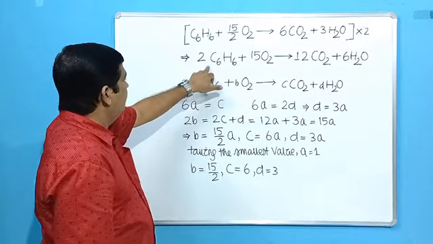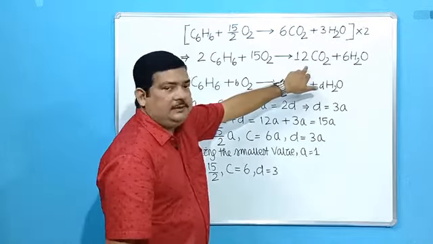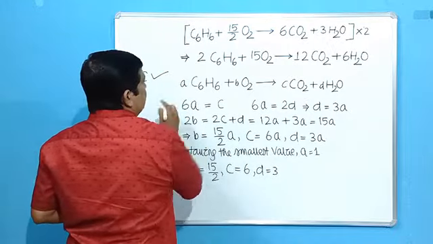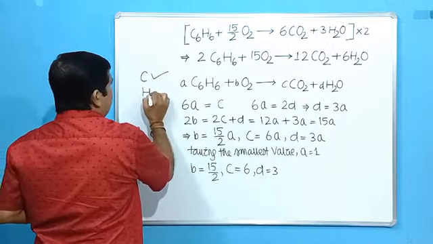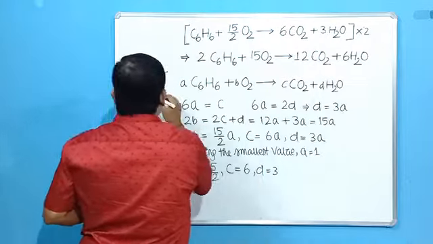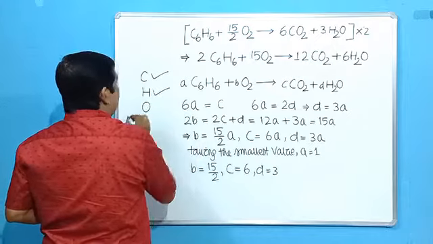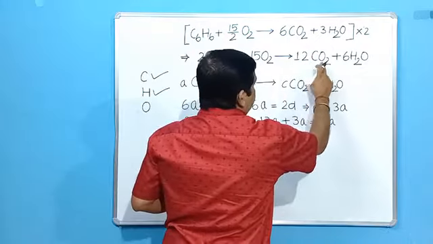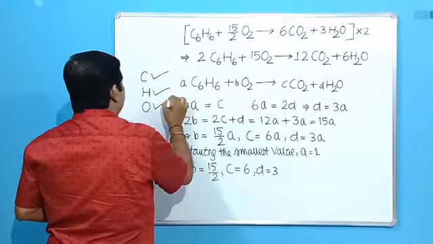Check. Carbon 12 here, so carbon is balanced. Next we will go for hydrogen. 12, hydrogen is also balanced. Then we will go for oxygen. 30, then 24 plus 6, 30. Balanced.